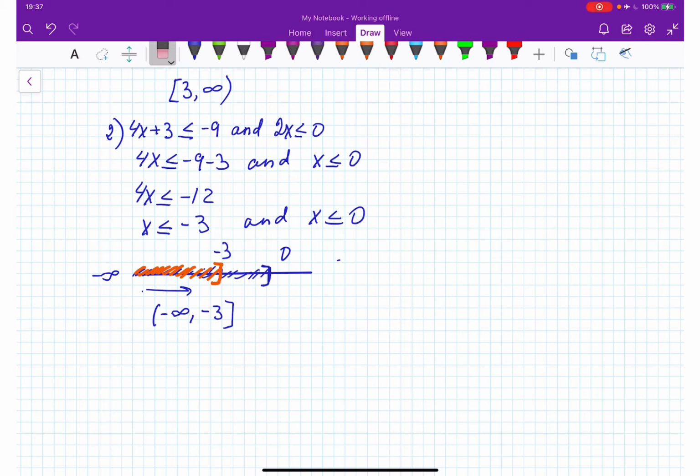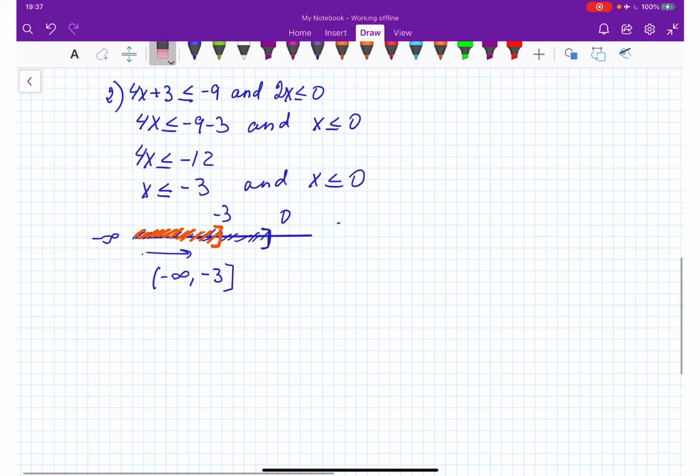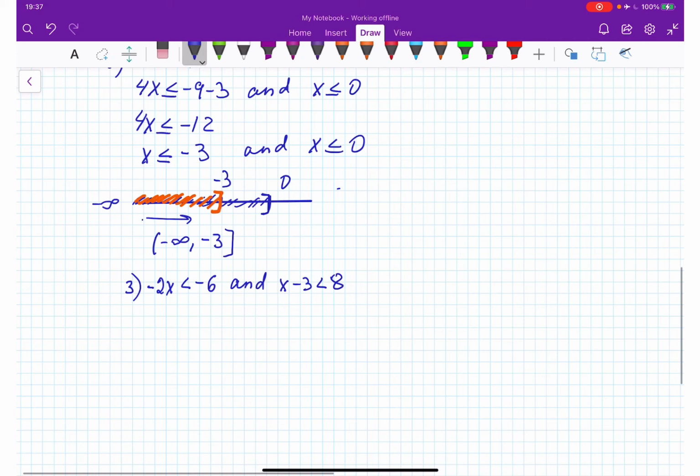Next question, number 3. Negative 2x less than negative 6 and x minus 3 less than 8. Okay, what do we get?